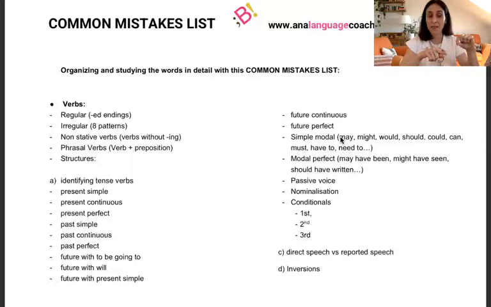Non-stative verbs, also called non-dynamic verbs, are those that can't go with -ing. We need to have that in mind. For example, you don't say I'm loving, you say I love or I don't love, I like or I don't like, but you don't say I'm liking, okay?